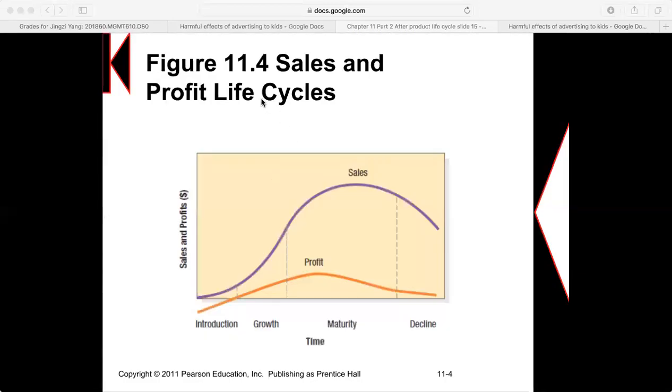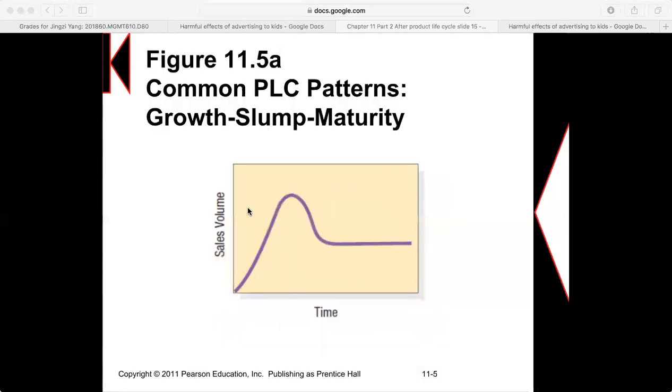So let's look at figure 11.4. Most product life cycles are bell shaped. You can see in the picture, it is a bell shape, both for sales and profit. The curve is typically divided into four stages, like we just mentioned in the previous slide: introduction, growth, maturity, and decline. Figure 11.5a shows a common PLC pattern: growth, slump, and maturity.